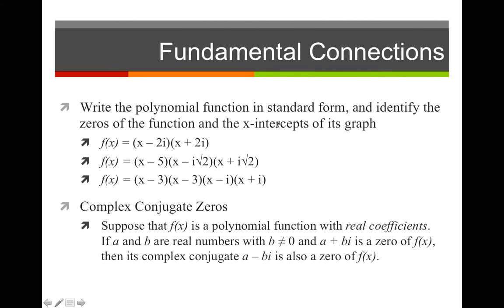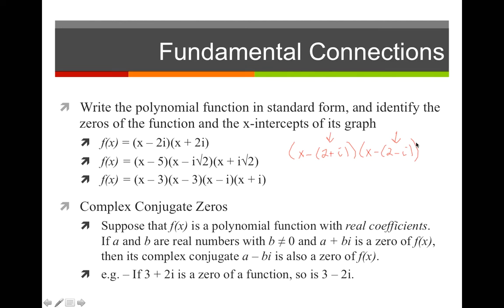We can look at ones like this. x minus 2 plus i and x minus 2 minus i. These are the zeros of 2 plus i and 2 minus i. Notice they are conjugates. So basically saying if 3 plus 2i, or whatever you want to say, is a zero of the function, then so is, by definition here, 3 minus 2i.